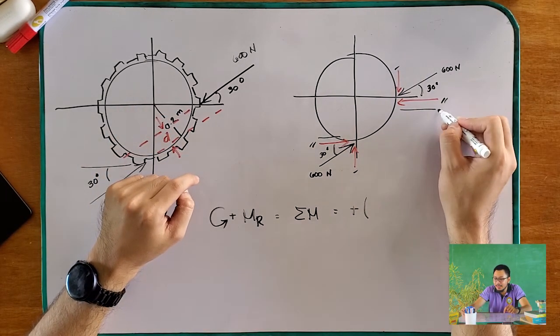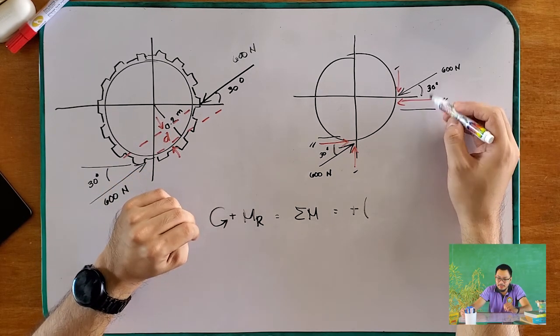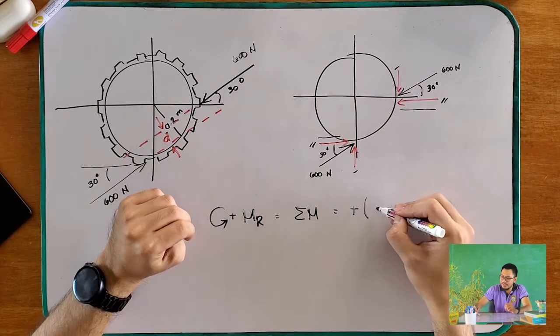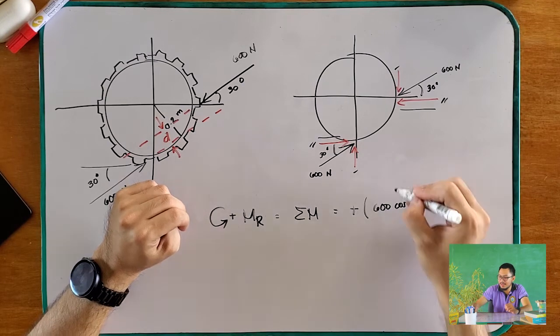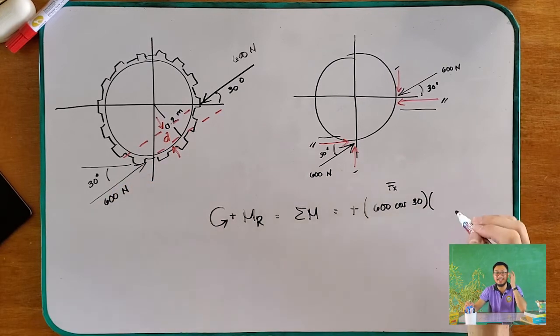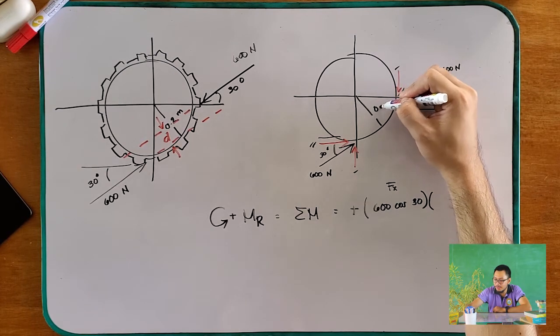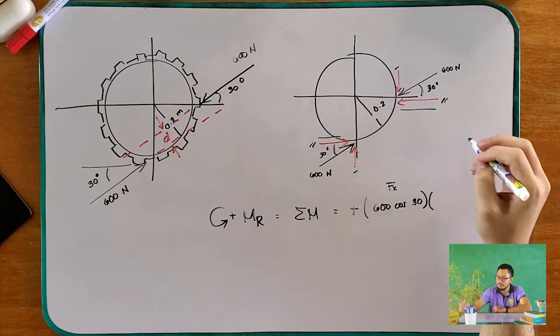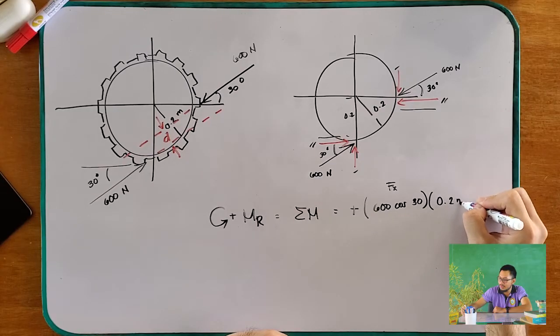We are looking for the x component of our 600 newtons. So this is adjacent over hypotenuse. So therefore, 600 cosine of 30 degrees. So this is your Fx. Let's say Fx lang. Okay? And what is the distance of these two? We knew that the radius of this one is 0.2. Therefore, this one also is 0.2. Then we can say that the distance of your couple is 0.2 meters.